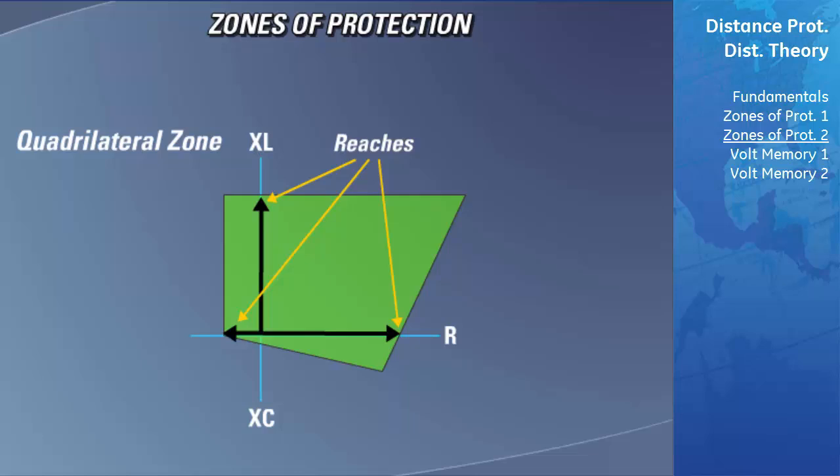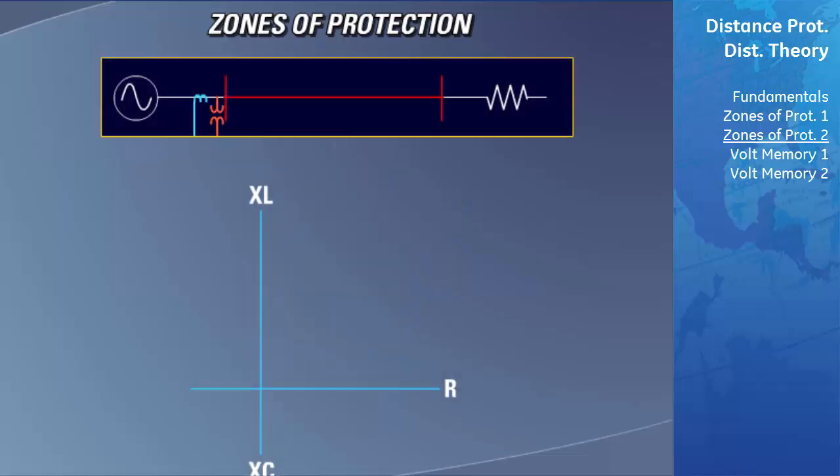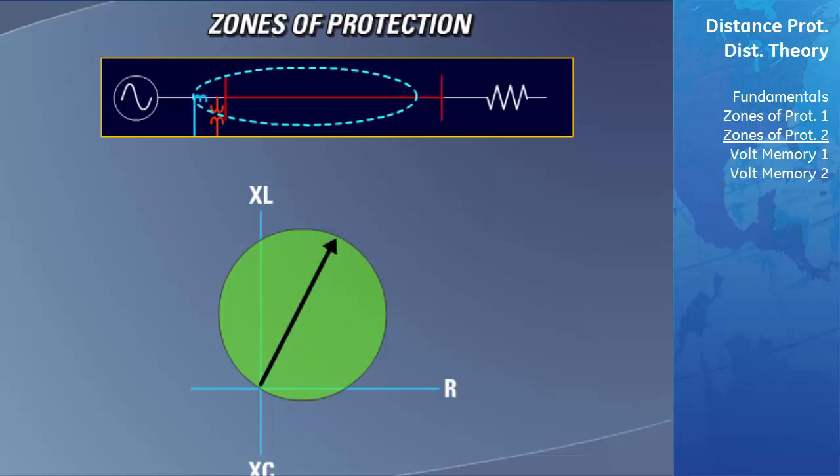In this type of zone, there are essentially three reaches, one in the inductive direction, one in the positive resistive direction, and one in the negative resistive direction. The D60 relay has added some additional features to the Mho circle characteristic to increase security and reliability for faults that occur very close to the point of measurement.